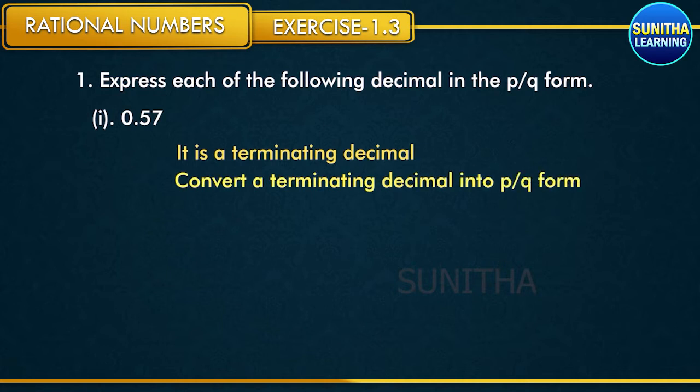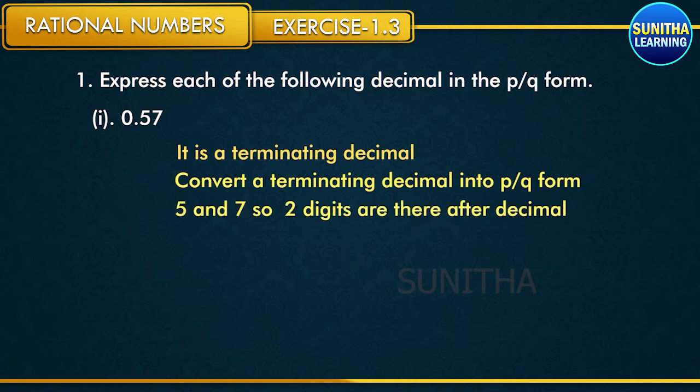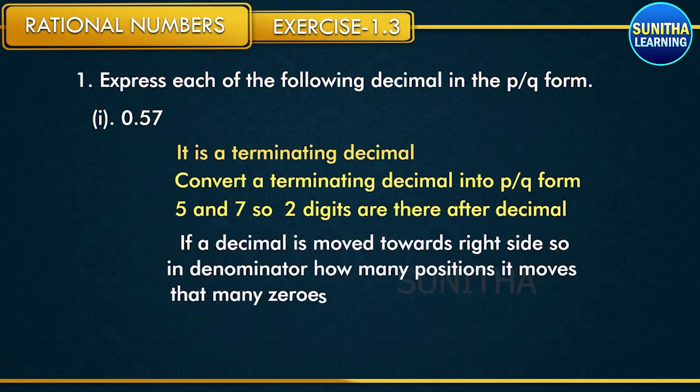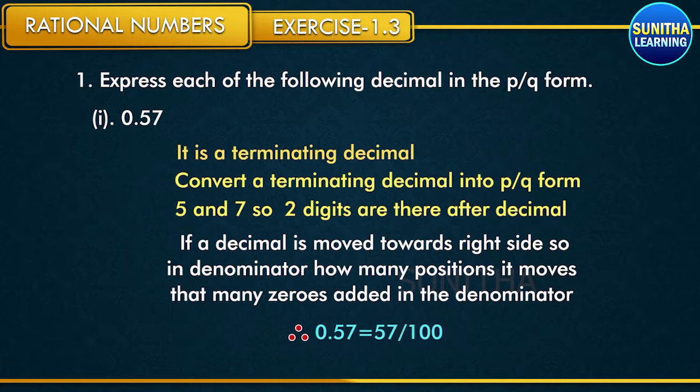So after the decimal, how many digits are there here? 5 and 7. So 2 digits are there. If the decimal is moved towards the right side, then in the denominator, as many positions as it moves, that many zeros are added in the denominator. So which is equal to 57 by 100. Clear? So when the decimal is moved towards the right side of a number, that many zeros will be added in the denominator.